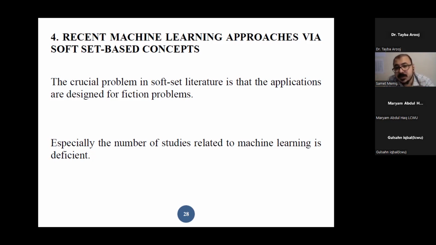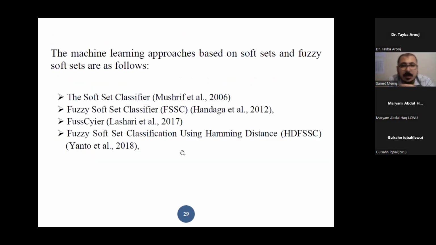Especially, the number of studies related to machine learning is deficient. The machine learning approaches based on soft sets, fuzzy sets, and fuzzy soft sets are as follows: the soft set classifier, fuzzy soft set classifier, fuzzy SIRE, and fuzzy soft set classification using chemical distance. These are very deficient.